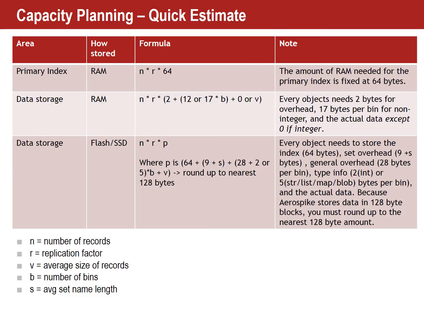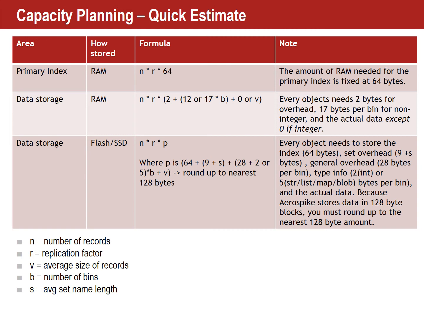Now let's take a brief look at capacity planning. As I said, every record has a primary index in RAM. So depending on the replication factor you choose, and 2 is typical, and the number of records in the cluster, let's look at the capacity we need at the cluster level, and then we will divide it by the number of nodes to get each node's design parameters or capacity.